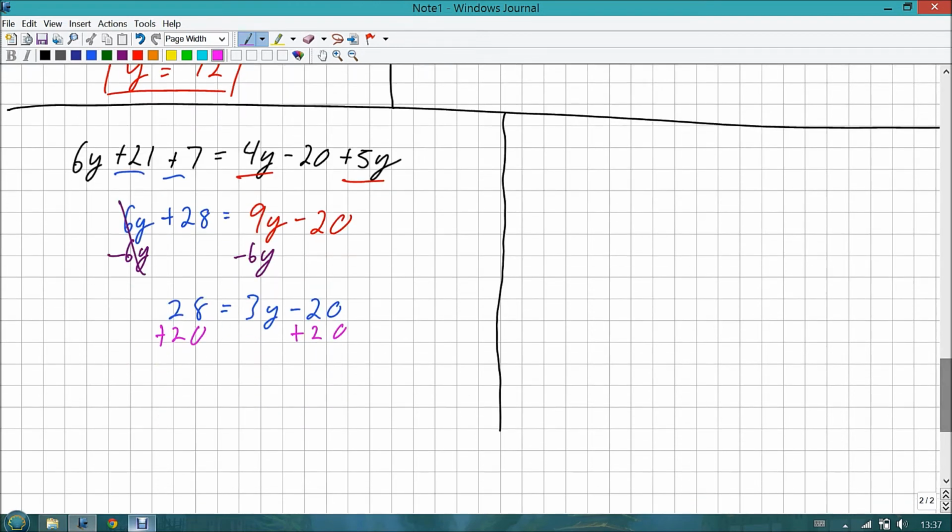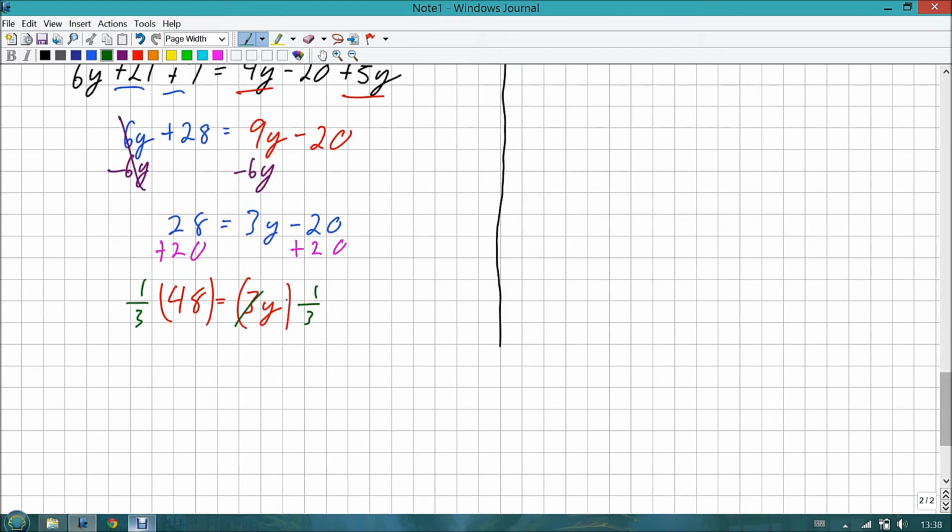So I add 20. And now I have 48 is equal to 3y. Now I need to get y by itself, so I divide both sides by 3. Or actually multiply both sides by 1/3. So let's use a different color for that. Multiply by 1/3. The 1/3s cancel with a 3 on the right hand side, and I'm left with just plain old y. And then I do 48 divided by 3 is 16. 16 times 1 is 16. I have isolated my y. I have a solution to this linear equation. All right.